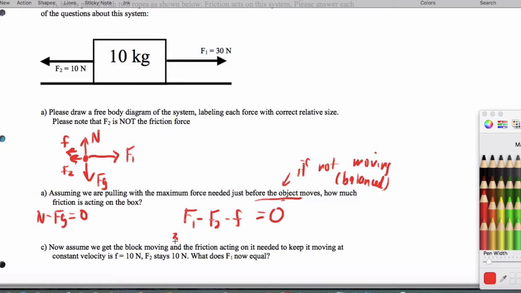So that's going to be 30 minus F2, 10, minus the friction equals 0. And so when I simplify, that's going to give me 20 minus f equals 0. I add f to both sides, and I'm getting a friction force of 20 newtons.